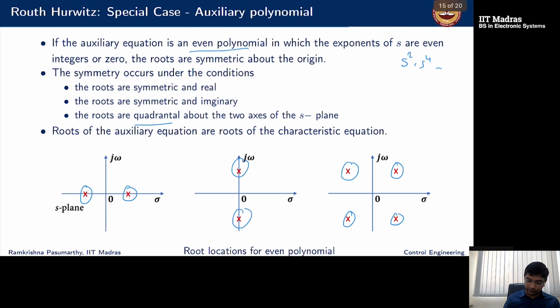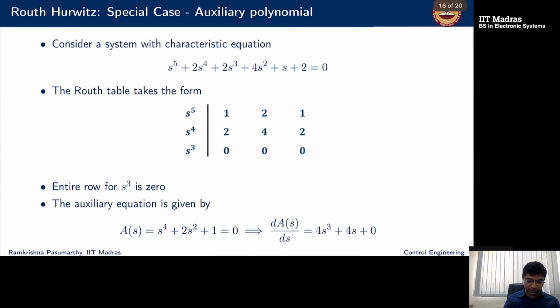Okay. So we will see now what happens when I have an odd polynomial. Polynomial of degree 5. I have s power 5. Coefficients would be 1, 2, and 1. And s power 4, I have 2, 4, and 2. You see that this row is just twice of this one, right? So row 2 is just twice of row 1, and therefore I get zeros here. So the entire row for S3 is now 0.